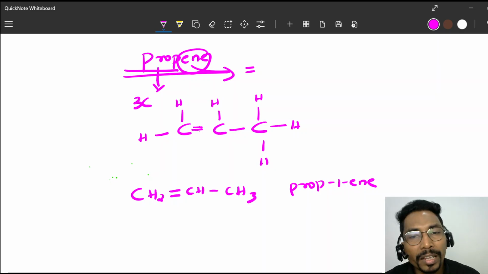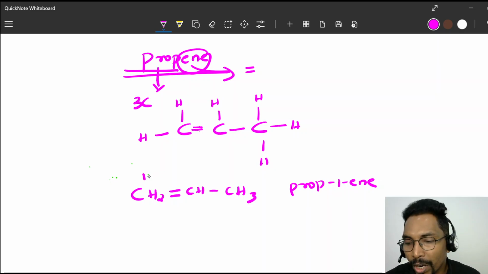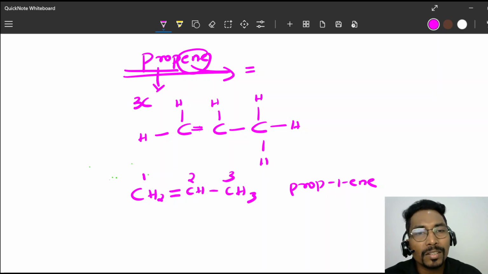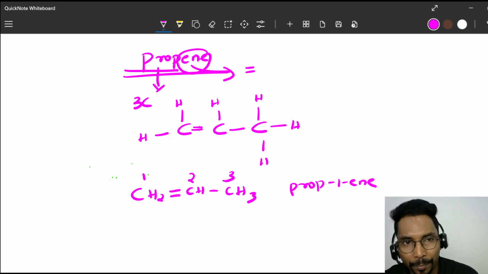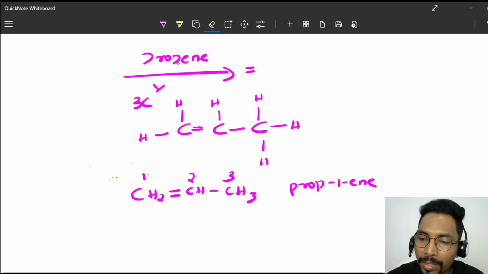Exactly, it is like prop-1-ene. Prop-1-ene means the double bond is on the first carbon. Actually, you have to number all the carbon atoms like this: 1, 2, 3. So that's why it is called prop-1-ene. Clear? So I think this is clear.